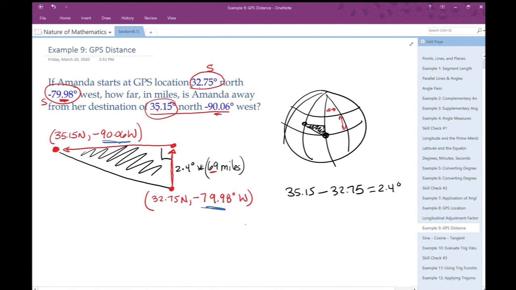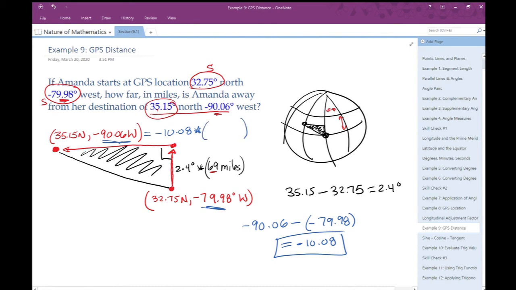So we went from negative 90.06 minus negative 79.98. Oh, something went wrong there. 90.06 minus 79.98, so that's 10.08. So this part of our triangle here is negative 10.08, but now I need to figure out how many miles I'm multiplying by.